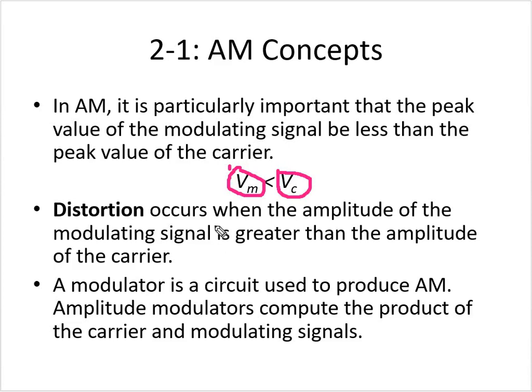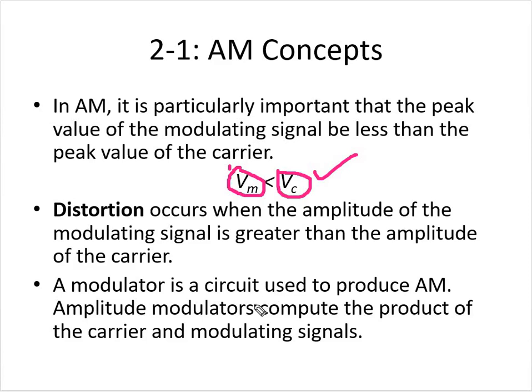अच्छा, distortion occurs when the amplitude of the modulating signal is greater than the amplitude of the carrier signal. When distortion will occur? When the amplitude of the modulating signal is greater than the amplitude of the carrier signal. यानी अगर हम ये conditions satisfy नहीं करेंगे तो फिर क्या होगा? Distortion occur होगी.